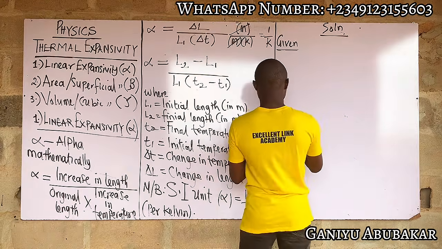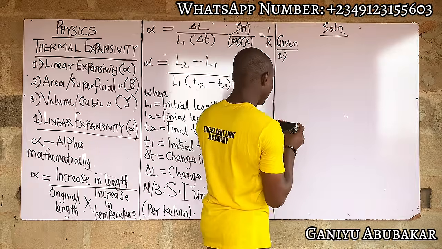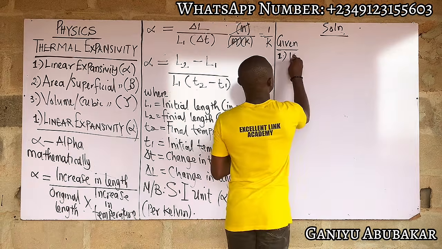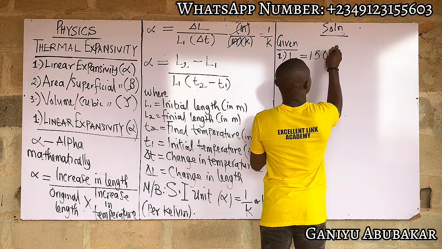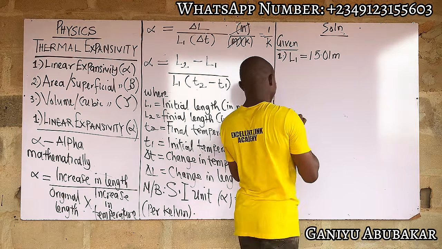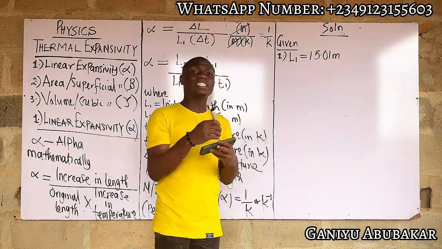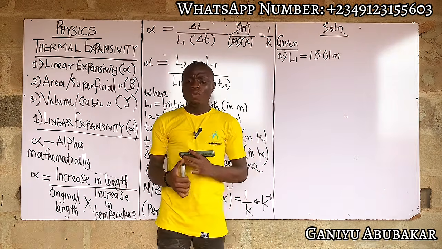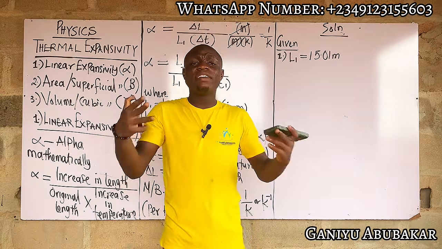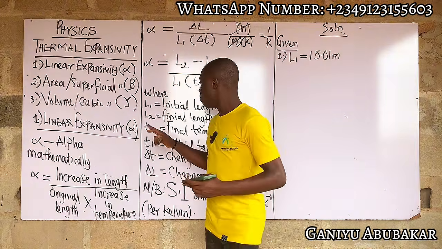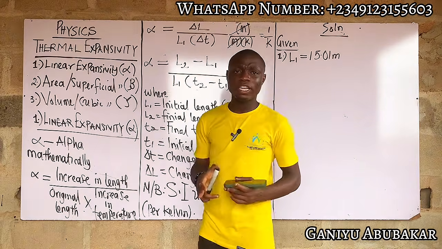Very first thing I'm given from the question says a metal of length, so I'm given L1, L1 is equal to 15.01 meters, is heated until its temperature rises by 60 degrees Celsius. Please, when you hear the word temperature rises by 60 degrees Celsius, is that 60 degrees its final temperature or initial temperature? Please take a bit and think.